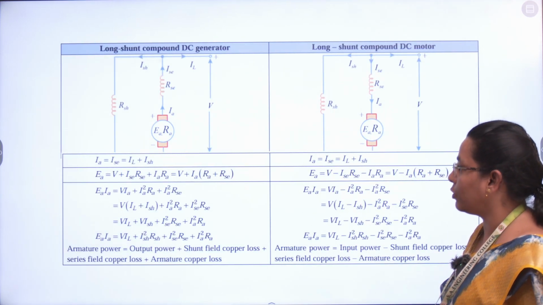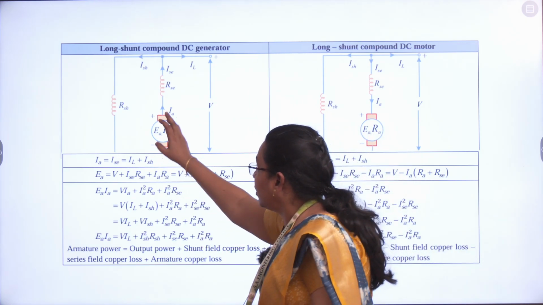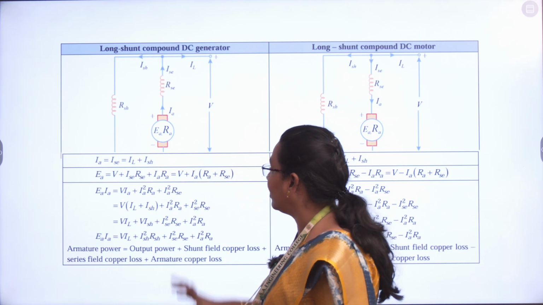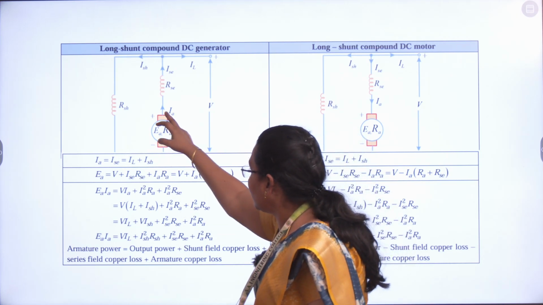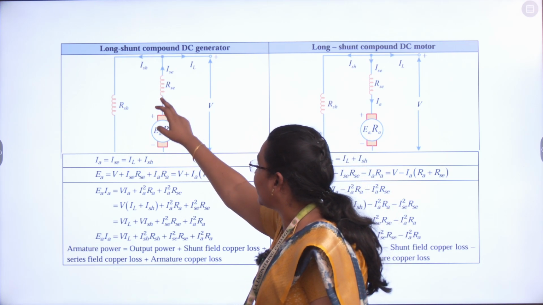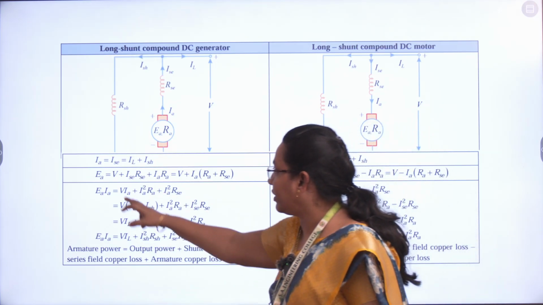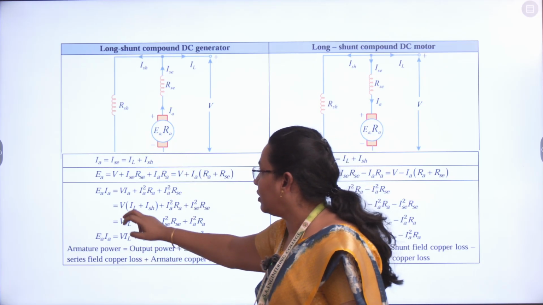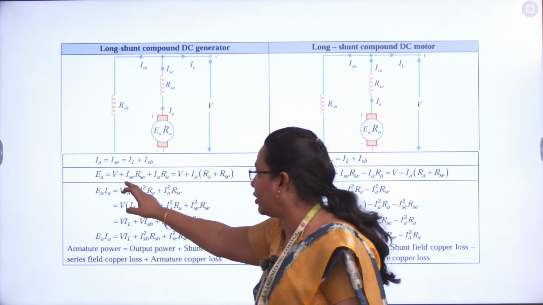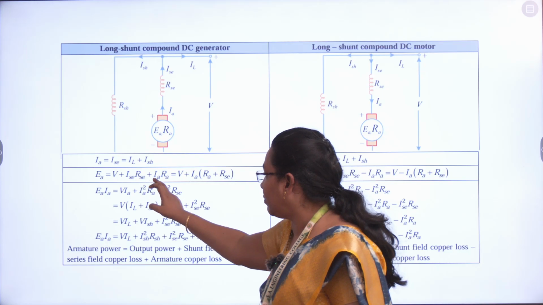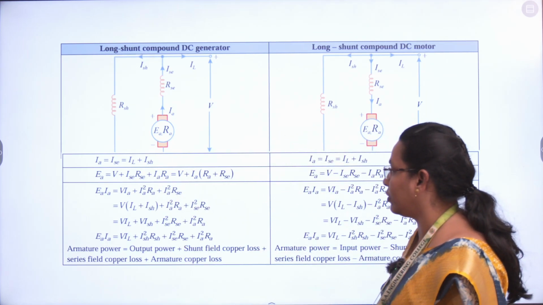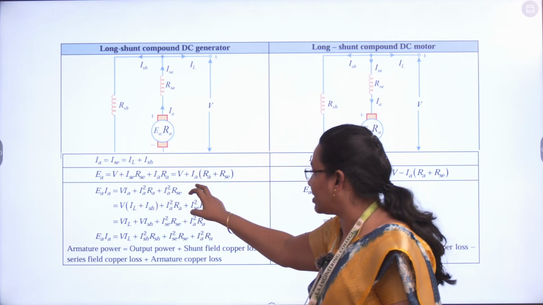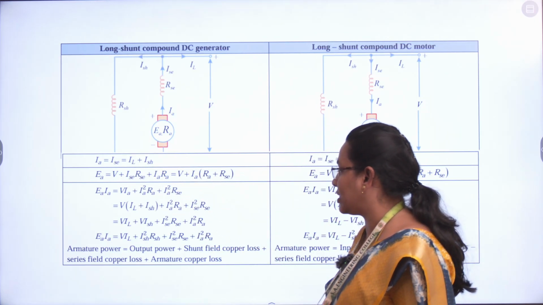In the long shunt compound motor, a partial amount of winding is connected in parallel and a partial amount is connected in series. In this case, IA current should be equal to ISC, so IA equals ISC equals IL plus ISH. The voltage equation: EA equals V plus IA into RSC plus IA into RA. IA and ISC are the same, so it is V plus IA into (RA plus RSC).